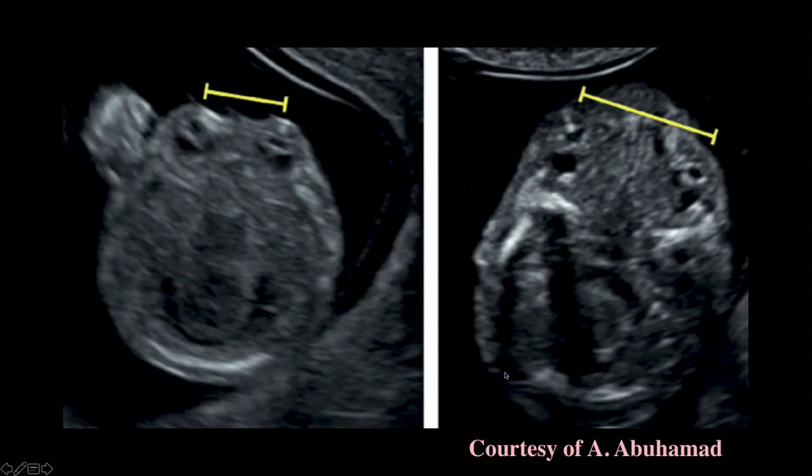Now looking at the distance between the eyes, again thanks to Dr. Abu Hamid for these beautiful pictures, you can see that this fetus has hypotelorism, this one has hypertelorism. Again, I don't tend to measure. I guess I'm just not a measuring type.